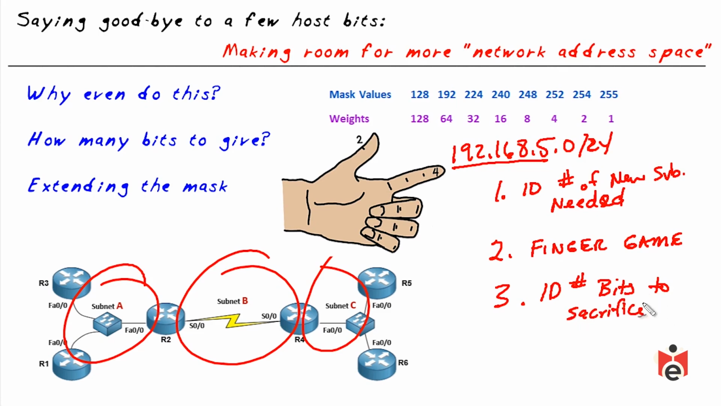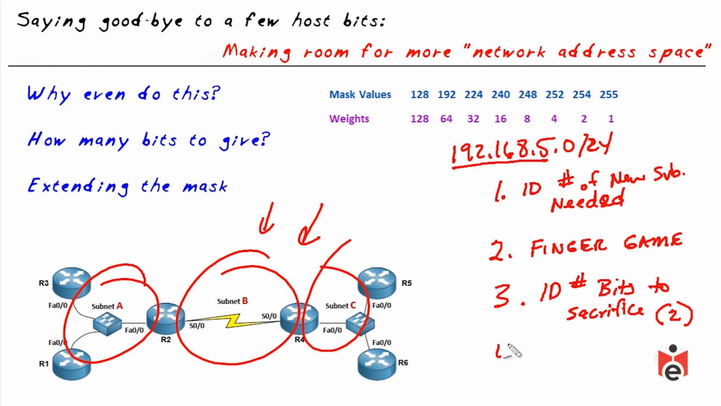And I do say sacrifice because they were available host bits, and once we sacrifice them over for network addressing, they will no longer be available for host bits. So in our case, we are going to sacrifice 2 host bits because that allows us to have up to 4 subnets. 1 bit wasn't enough, and 2 bits gives us up to 4 subnets, which meets our need.